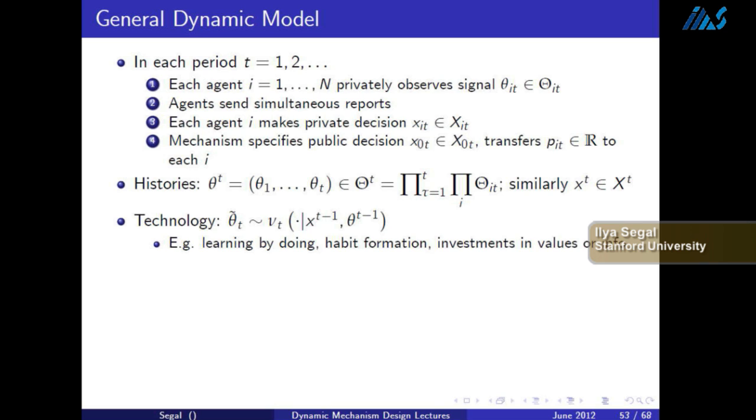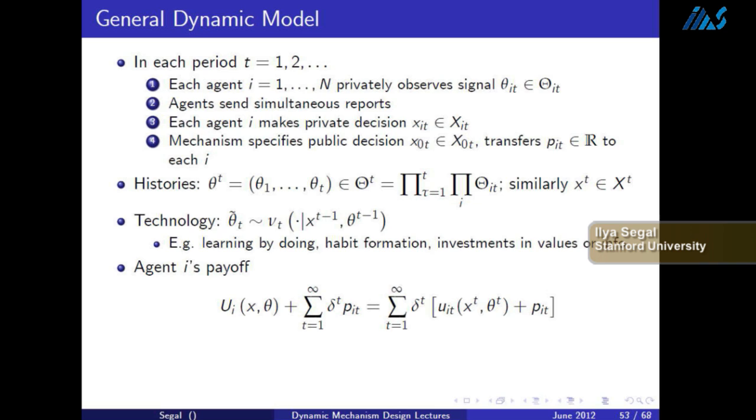So it allows for things like learning by doing, habit formation, and investments, for private investments in values like self-investments and so on. And the payoff of agent i is in general some function of the whole stream of decisions and types, plus the net present value of the payments.